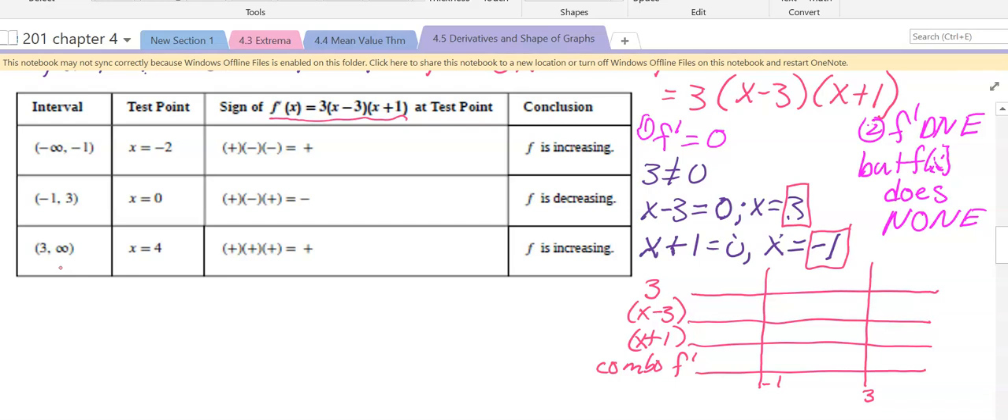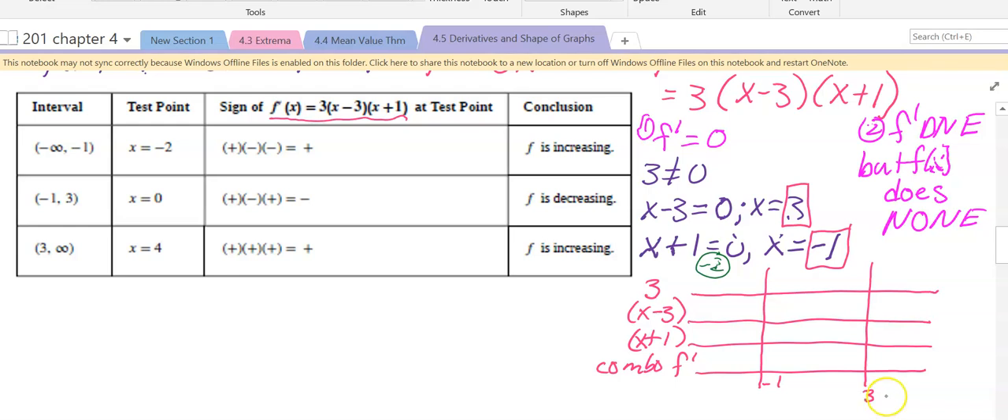Now I need to choose some test points. For test points, I'm going to choose the values. Well, let's see. To the left of negative 1 are infinitely many numbers, but the easiest to plug in would be negative 2. I'll write it and circle it so I know which one to use.